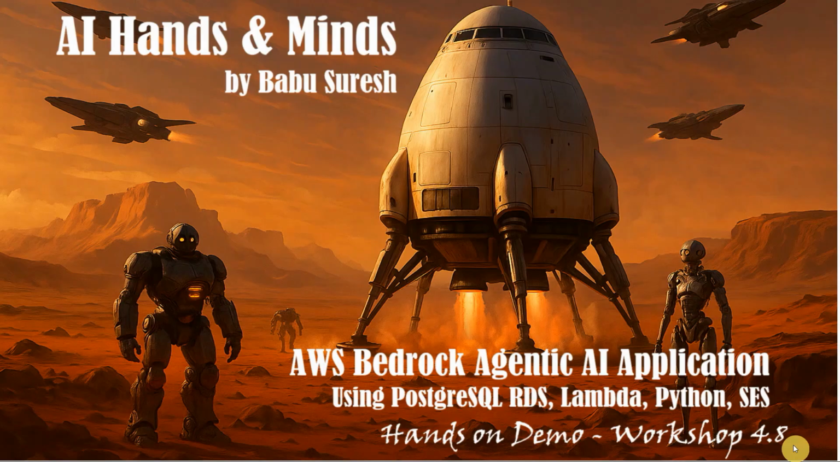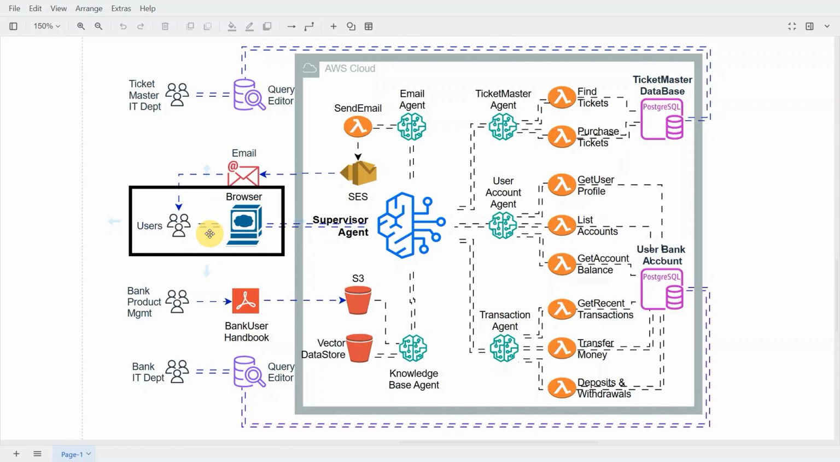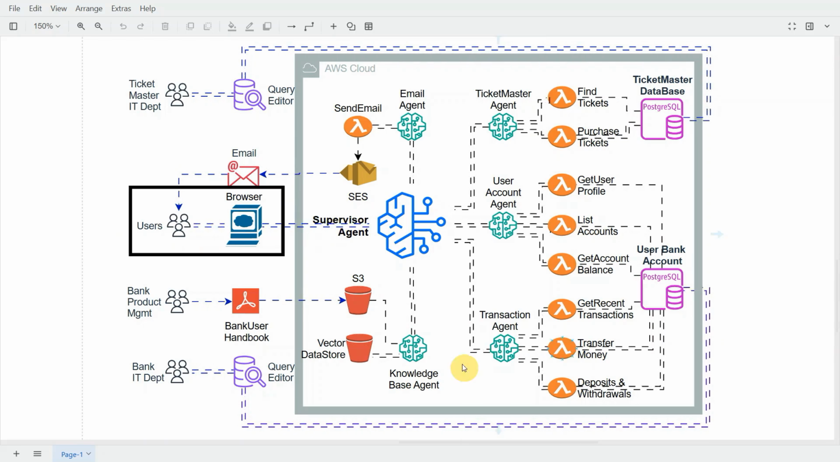If you have not watched workshop number 4.1 through 4.7, please go and watch them, otherwise you will not have a continuation here. In today's workshop, we are going to be covering the black box, where we will be installing the Streamlit code to run it against Bedrock and the Supervisor agent, where it will send our query to the Supervisor agents and get back the answers. So that is our goal today. Let us go and build the hands-on demo.